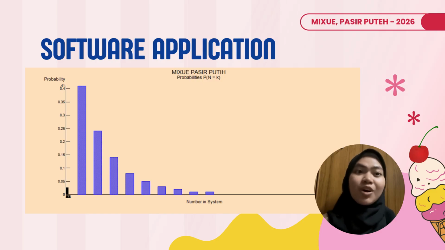So what does this all mean? Based on our analysis, this queuing system at Mixue Pasir Puteh is performing very well. The wait times are short. The cashier is busy but not overwhelmed. And there is a very low chance of a long line forming. Even though only one person is taking orders, the system seems to be adequate for their current customer flow.